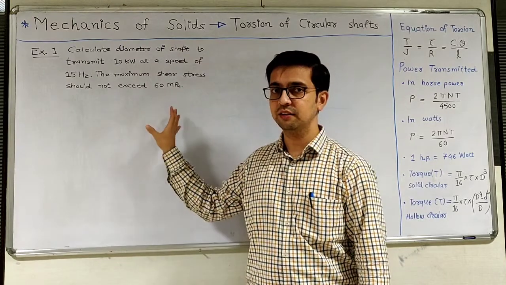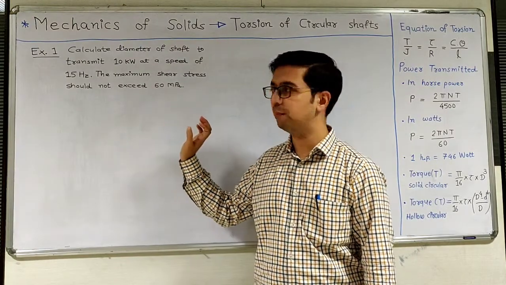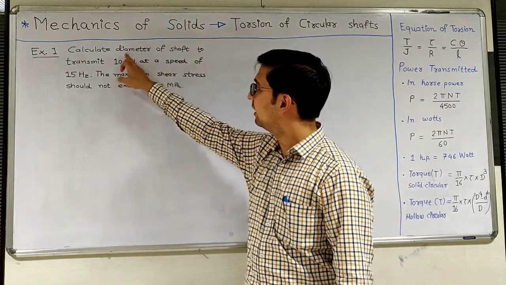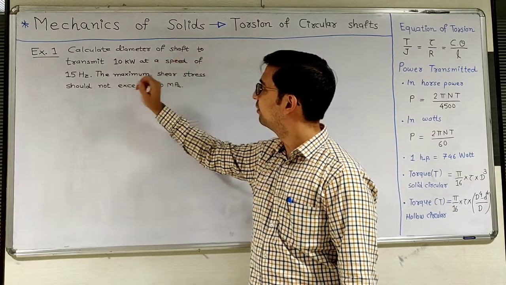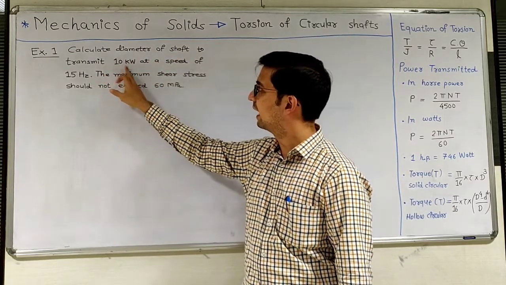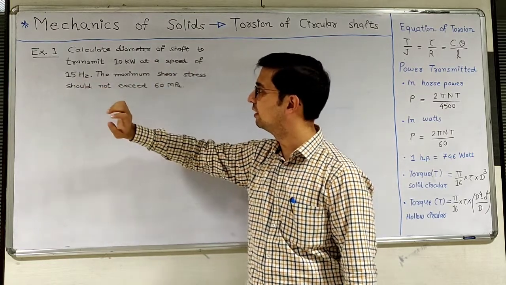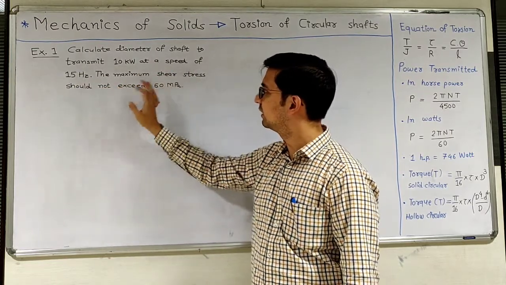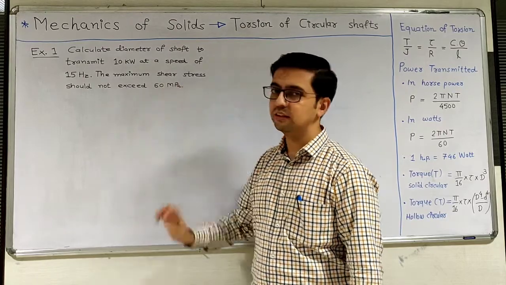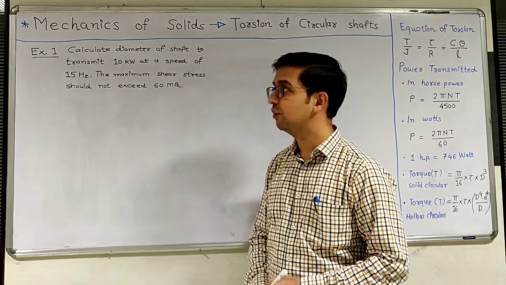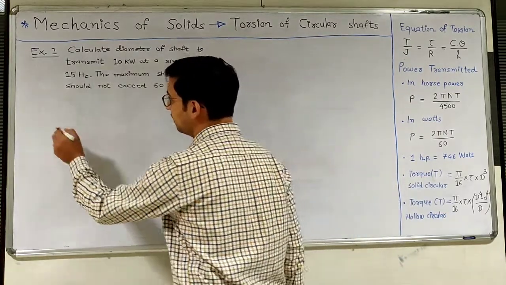This is the description of example number 1. Calculate the diameter of shaft to transmit 10 kilowatt at a speed of 15 hertz. The maximum shear stress should not exceed 60 megapascal. So here first note down the given data.